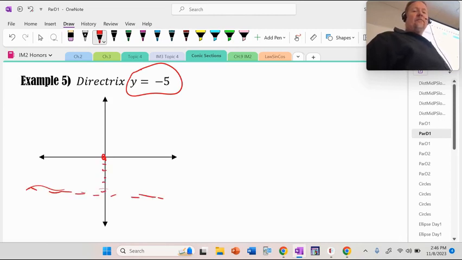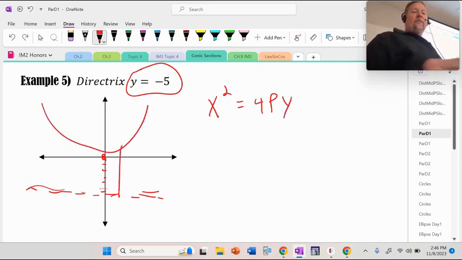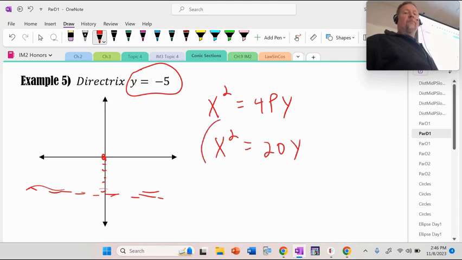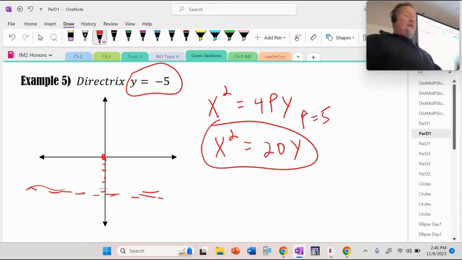Up. It's x squared equals 4py. Why? Table. This has got to sit on the table, but it doesn't sit on the table; it's got to appear like it's going to sit on the table. What's p? We already got it. 5, but it's actually positive. Why? Which direction is this going? Up. So p is technically 5. That means you go up 5 for the focus. That's at 0, 5.